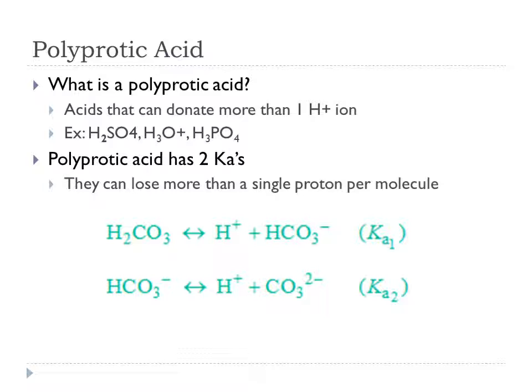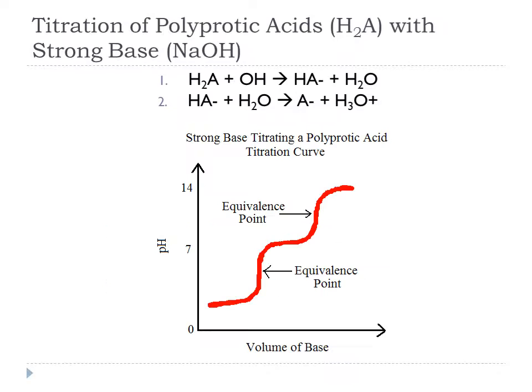Carbonic acid loses hydrogen to yield a bicarbonate ion. That bicarbonate ion will lose another hydrogen ion to become carbonate. For the titration curve of a polyprotic acid, because they have two Ka, there will be two equivalence points in the graph.